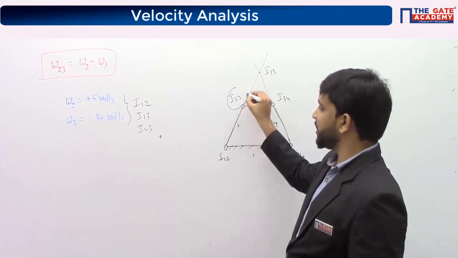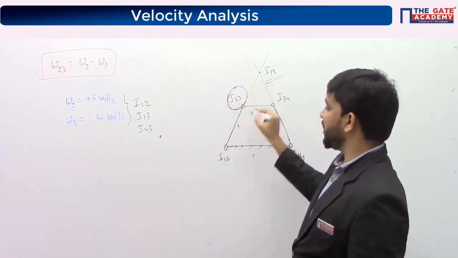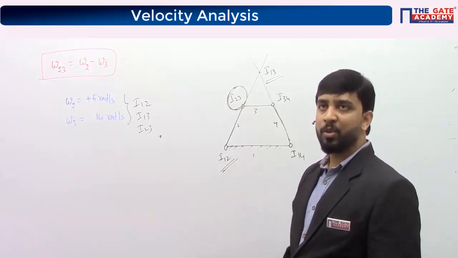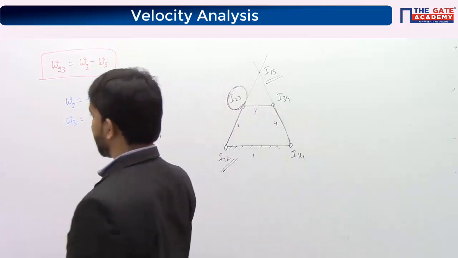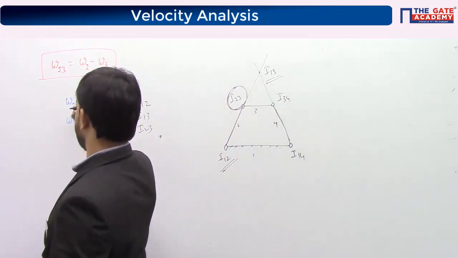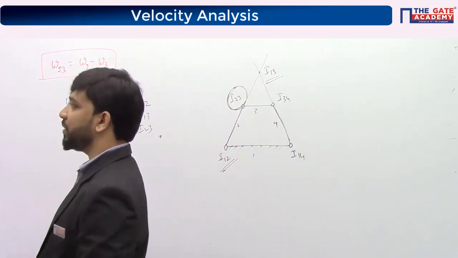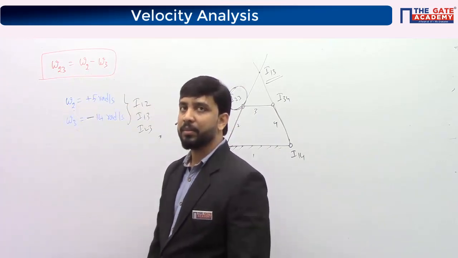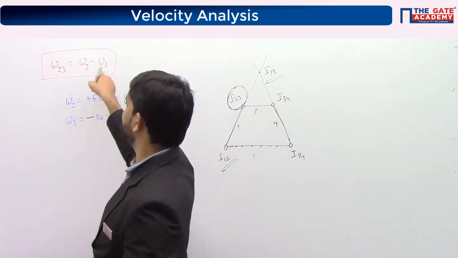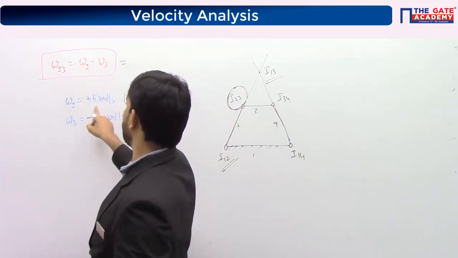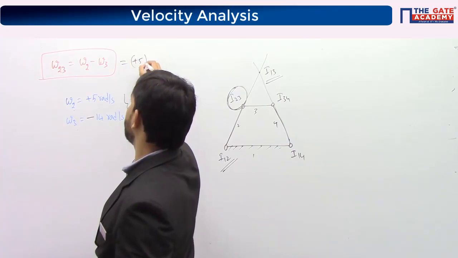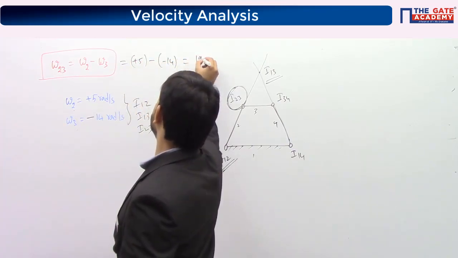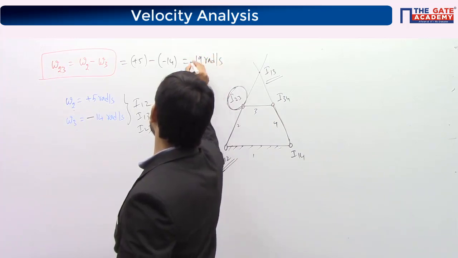This is the common I center I23. I13 and I12 are lying on either side of the common I center, so both will rotate in opposite directions. Link 2 is rotating clockwise, so link 3 will rotate counterclockwise. So what is the velocity of 2 with respect to 3? Velocity of 2 is plus 5 radian per second, minus velocity of 3, which is minus 14 radian per second. So this is 19 radian per second, a positive sign, okay?